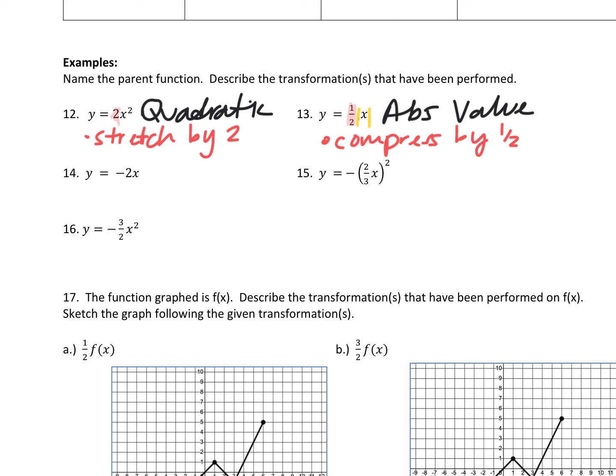And then number 14, this is linear. It's y equals mx plus b, negative 2x plus 0. So this is linear. The negative in front will cause it to flip or reflect over the x-axis. And the 2 will cause it to stretch by 2.